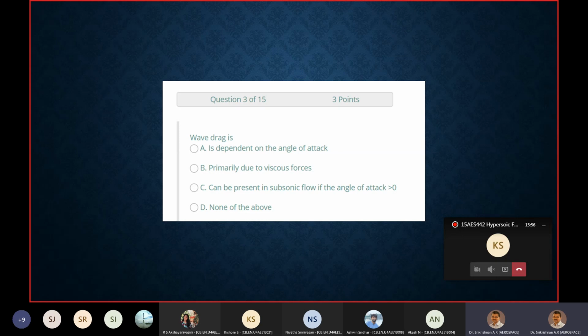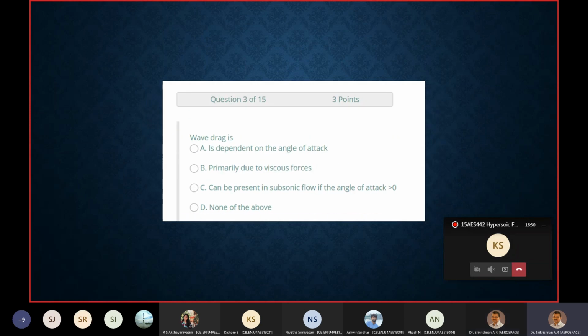And it certainly cannot be present in subsonic flow because the formation is because of oblique shocks and expansion fans. We know there is no such physics in subsonic flow where you can have an expansion fan or a shock. So it cannot be present in subsonic flow even if there is angle of attack. And "none of them" is not correct because the first one is applicable anyway. Is that okay? Shall I move forward?